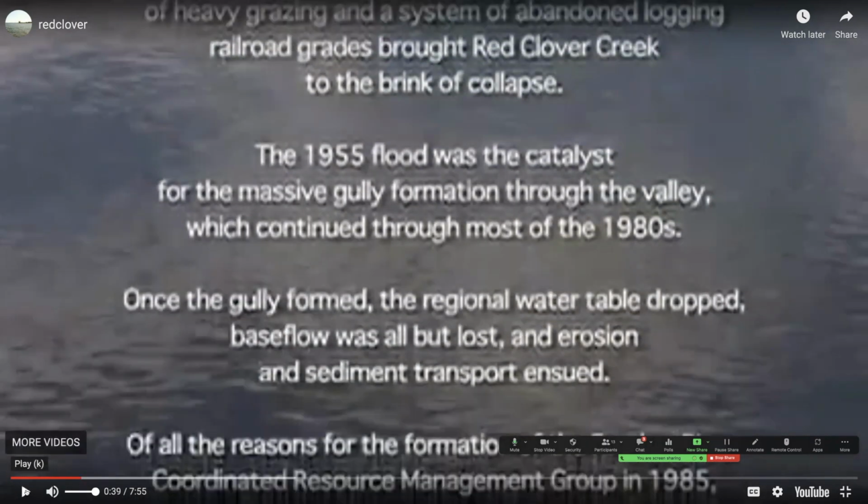The 1955 flood was the catalyst for the massive gully formation through the valley, which continued through most of the 1980s. Flood, 1955. What is a flood? A flood is a situation that carries a whole lot of water and destroys a whole lot of property, all kinds of property. Why do they happen? Mother Nature wants to put floods together. Usually, the flood-drought sequence is one that has to be reckoned with. If there's a flood, a year or two typically will be followed by a drought. And then what follows the drought is another flood, and another flood, and another drought, and so forth.